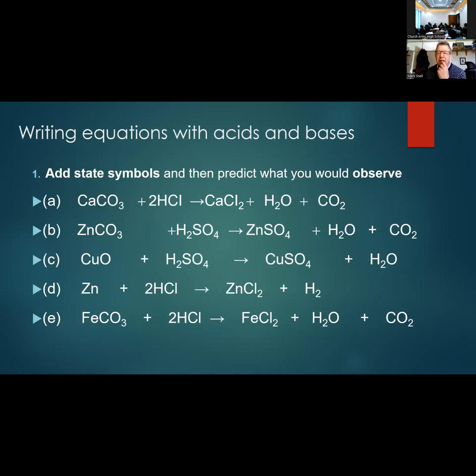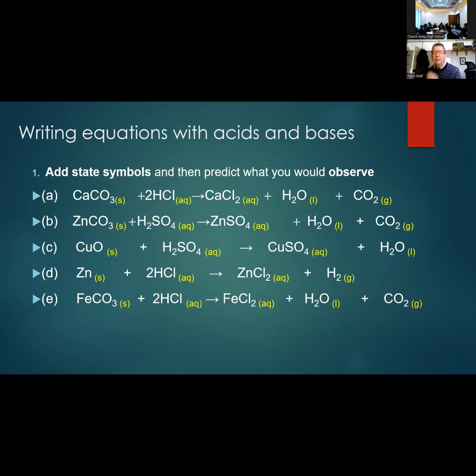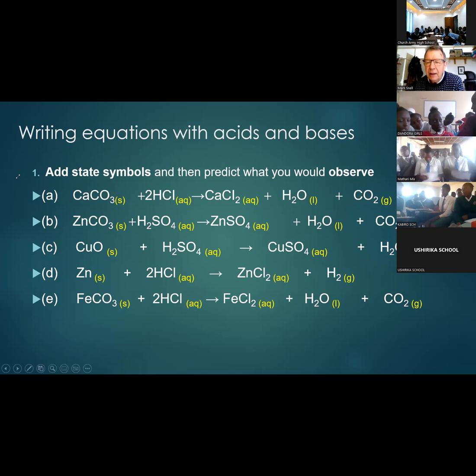Then we came across some other equations. I put the state symbols in, and I said sometimes in KCSE, they ask you to predict what you would see. Can anybody remember what I said we should try and remember when we look at an equation? Here are some equations, and if we're looking for what we can see, then apart from a color change, I said there was one other thing we should look for in an equation with the state symbols. In C, it's not there, but I should know that copper sulfate is blue, and therefore this is going to go blue. I might know that copper oxide is black, so black goes blue.